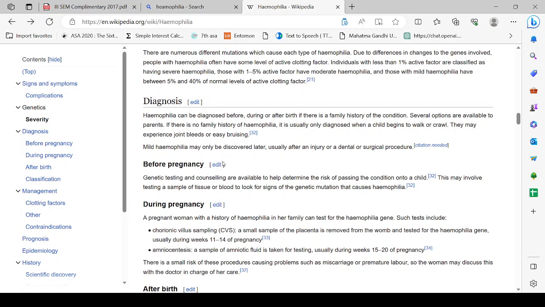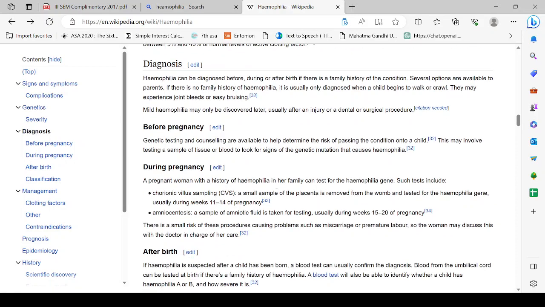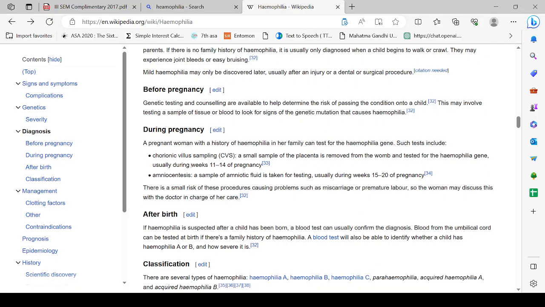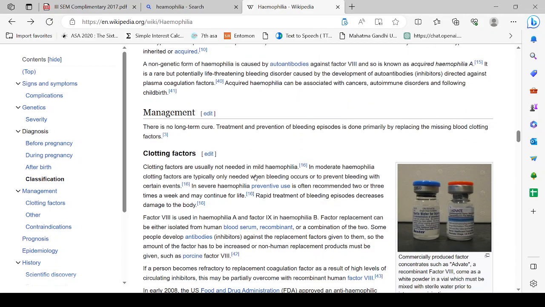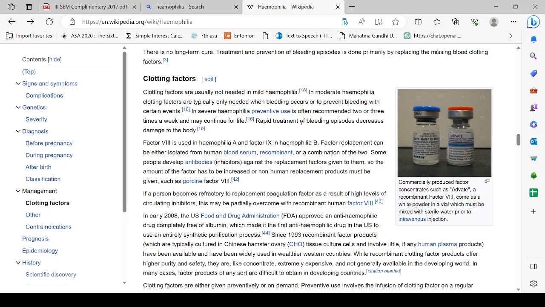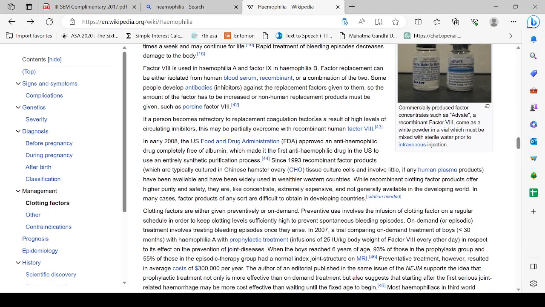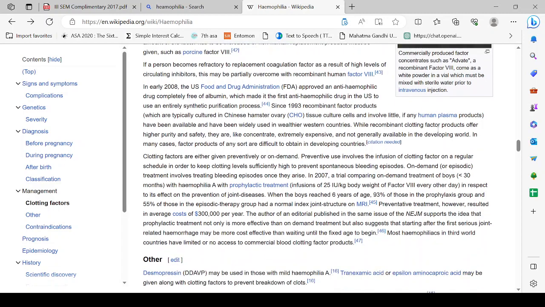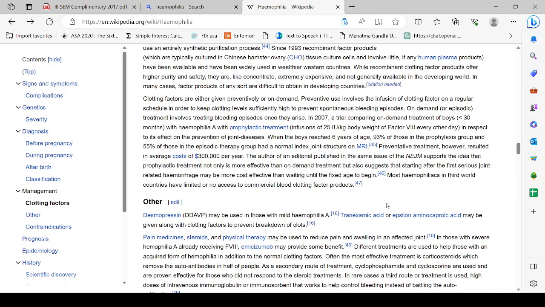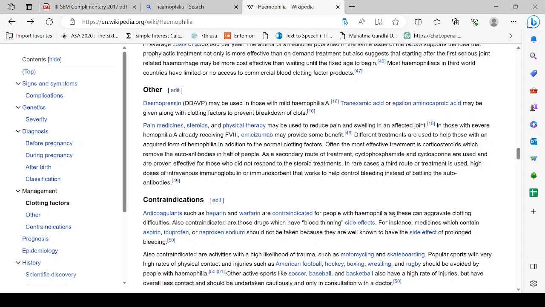Now how is hemophilia normally diagnosed? By checking for the presence of the clotting factor, that is how we check for hemophilia. These are the two different types of tests that we use in the case of hemophilia. There is no long-term cure for hemophilia. Normally the doctors give an injection containing the clotting factor. Desmopressin may be used with mild haemophilia. These are some of the drugs available for haemophilic patients. Nowadays with proper treatment, haemophilia is not a major problem. It can be managed.